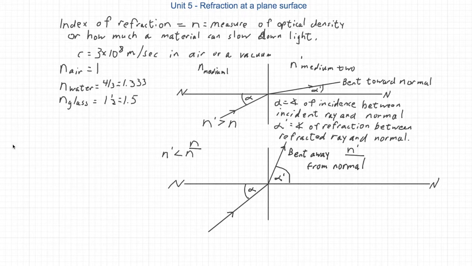So there's something called the law of refraction. It was found by a gentleman named Snell, who was a very modest fellow and named it after himself. Snell's law says N sine alpha equals N prime sine alpha prime.